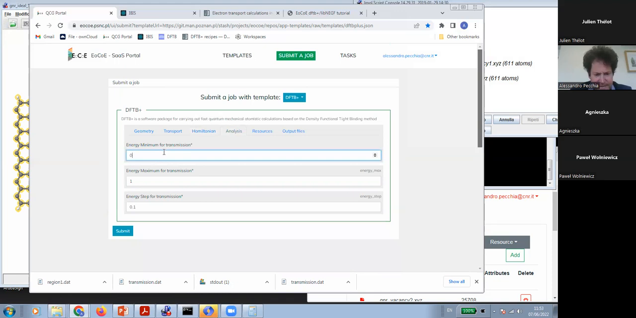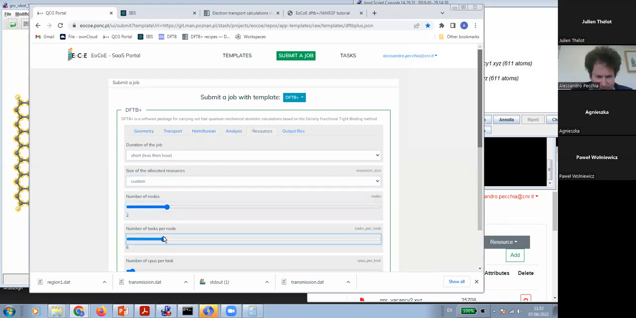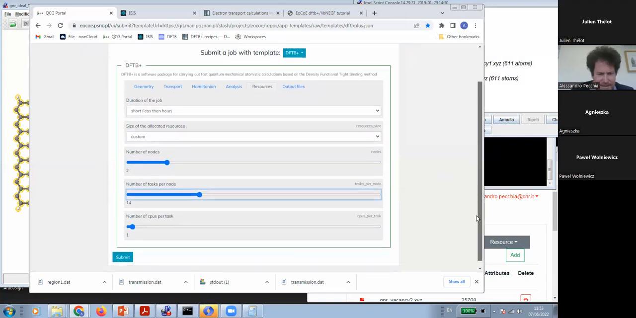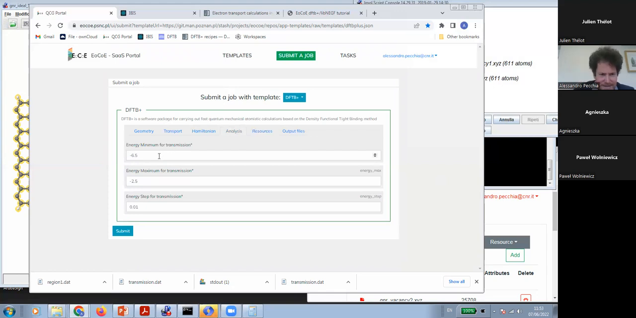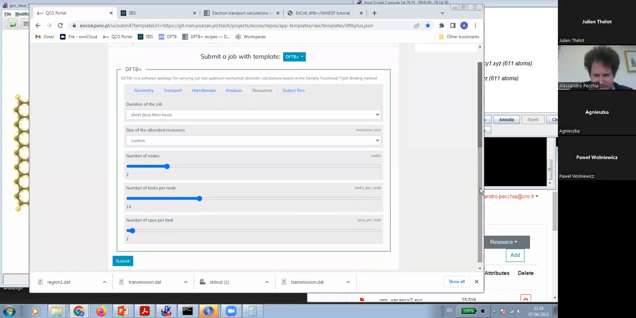Analysis still -6.5, same window, -2.5 with 0.01 step. And resources also, I'd say, like before, two nodes, 14 tasks. Just for your understanding, here we have 4 eV of range, right? 4 eV and 0.01. So there are 400 energy points. So ideally you would like to spread these 400 energy points on many nodes, on many tasks actually, because each task computes one energy. So ideally you should arrive to 400 tasks.